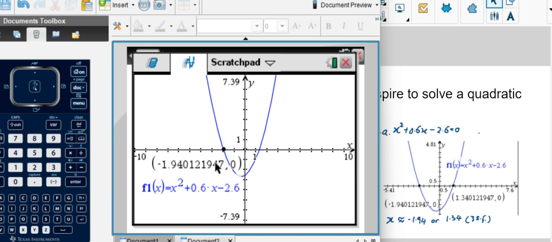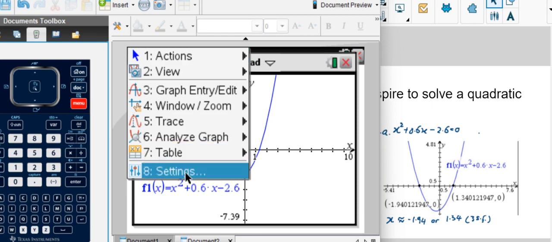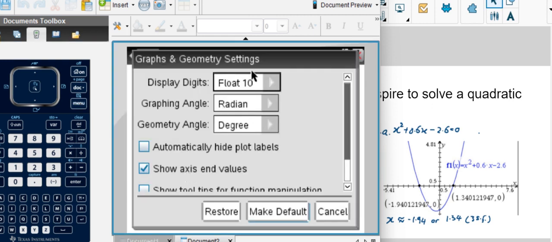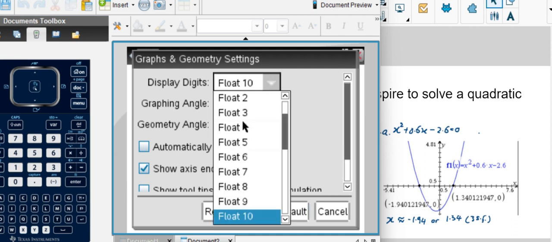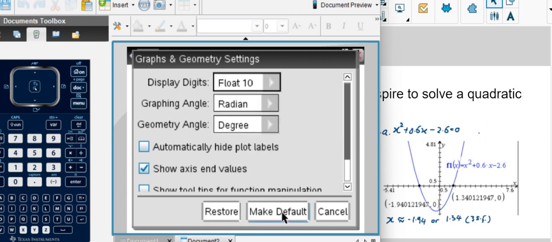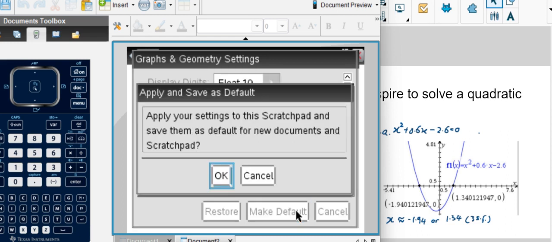If you do not have enough decimal places and you want to have more, you can simply go to the menu again and go to the settings, and this is where you change it. I have changed it to display digits float 3. You might have it as float 3, that is 3 decimal places. I have it at 10 decimal places so that I can see more. That's all right? So that's how you do the change. After you do the change, for example, here I want 10, and then you say make default, for example, and then you say okay.